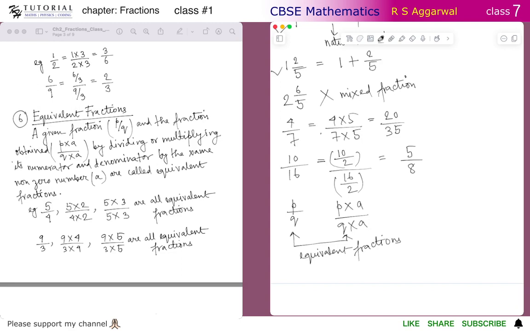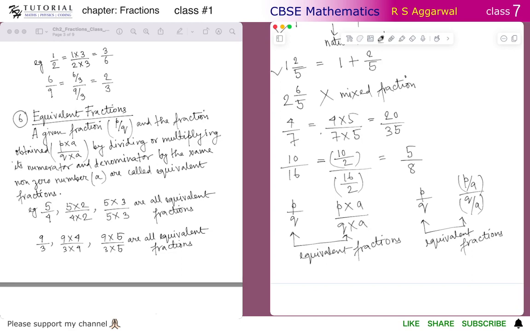Or else this was by multiplying both the numerator and the denominator with the same non-zero number a. You could have also divided both the denominator and the numerator by the same non-zero number a. So these two will also be equivalent fractions. Remember that the number a must be non-zero. You cannot multiply or divide by 0.